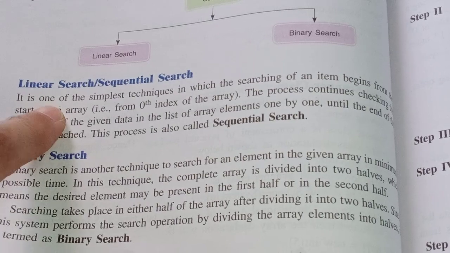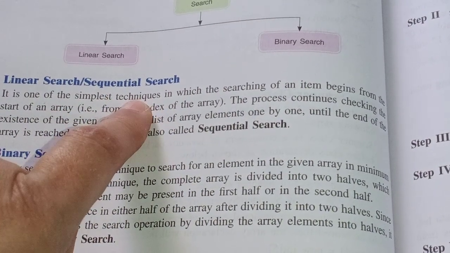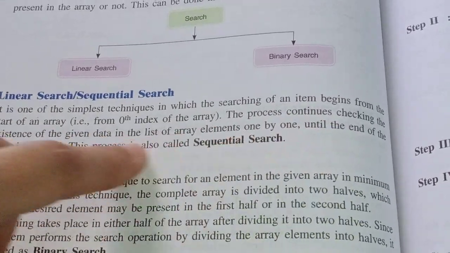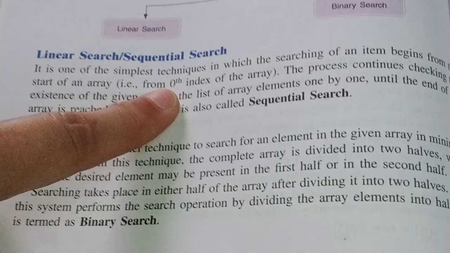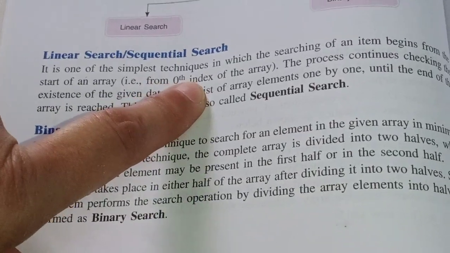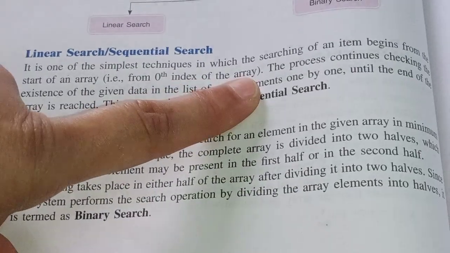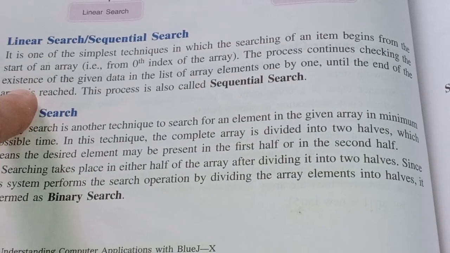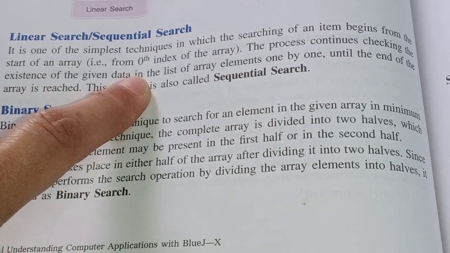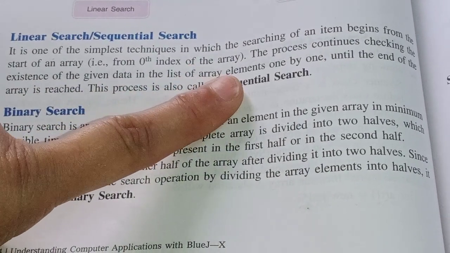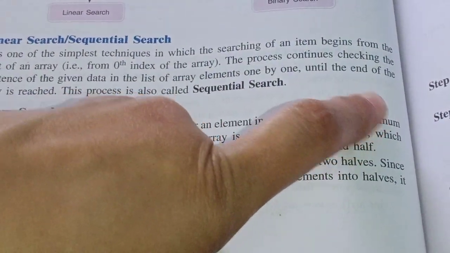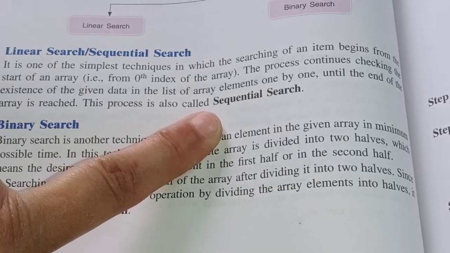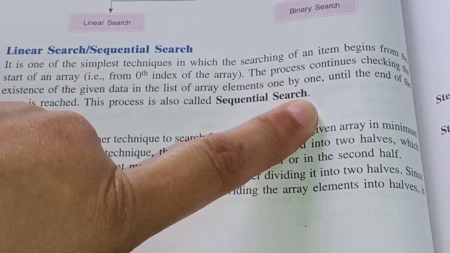It is one of the simplest techniques in which the searching of an element begins from the start of an array, that is, start from the 0 index of the array. The process continues checking the existence of the given data in the list of array elements one by one until the end of the array is reached. This process is called sequential search.